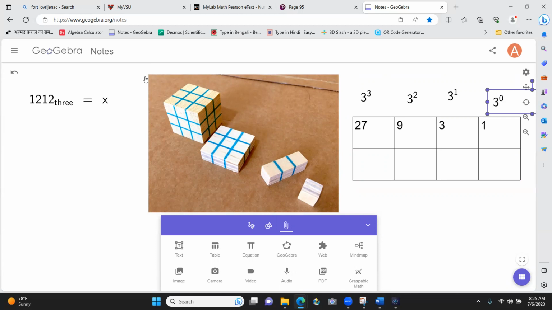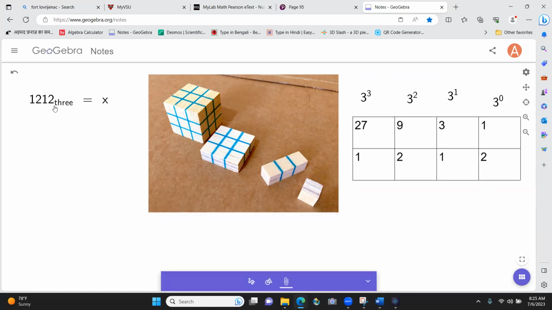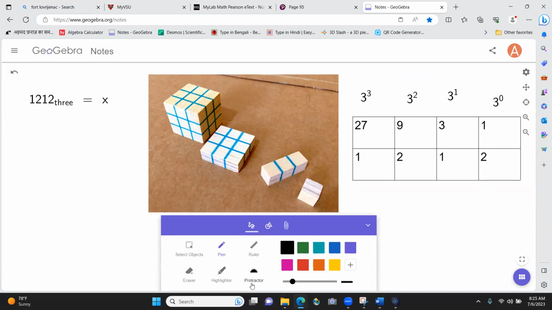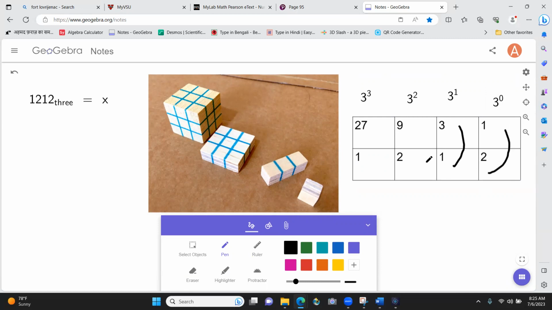Now, this number 1, 2, 1, 2 goes here. That's what I have, guys. So how many units do I have? How many unit cubes do I have? 2 times 1, okay? 1 times 3, 2 times 9, 1 times 27. You add it all up and you'll get the number in base 10.